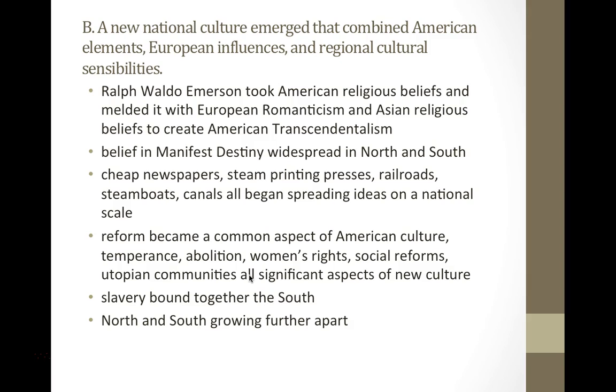All right, we're going to get newspapers and steam presses and railroads and steamboats and canals, which are going to allow ideas to spread throughout the entire nation, and we're going to get less of these regional ideas, and instead we're going to get ideals that spread throughout the entire nation.